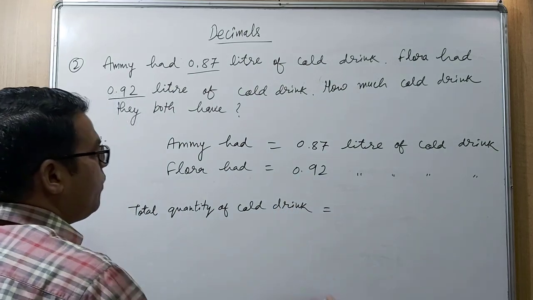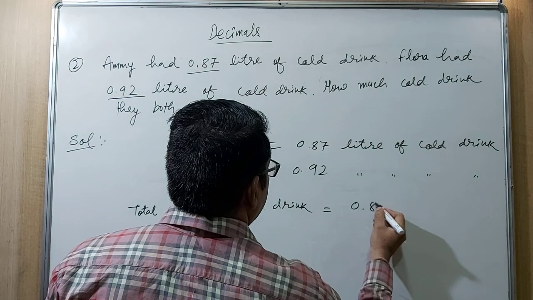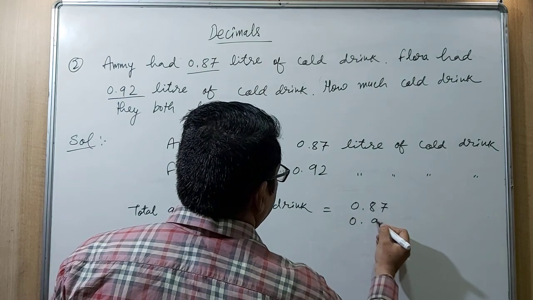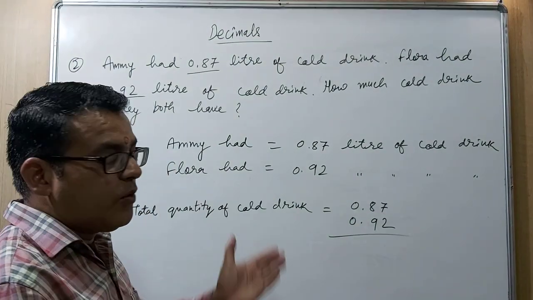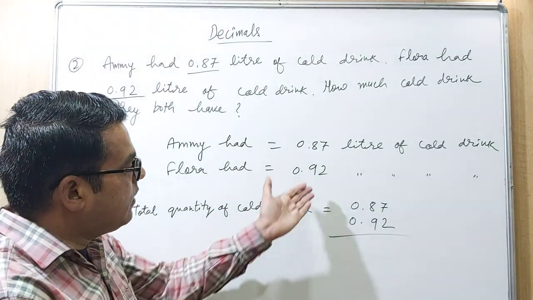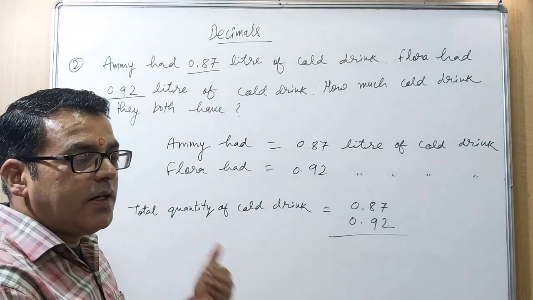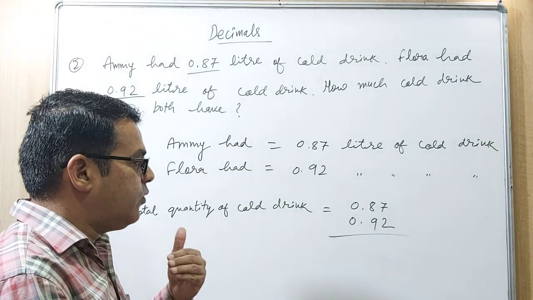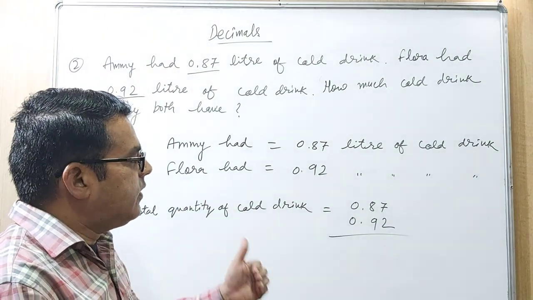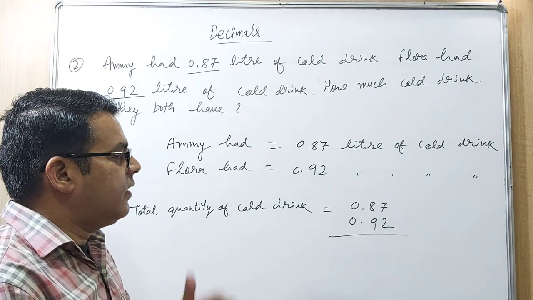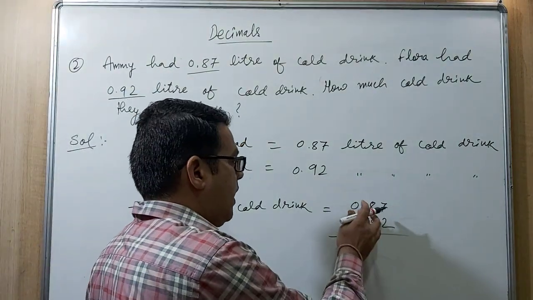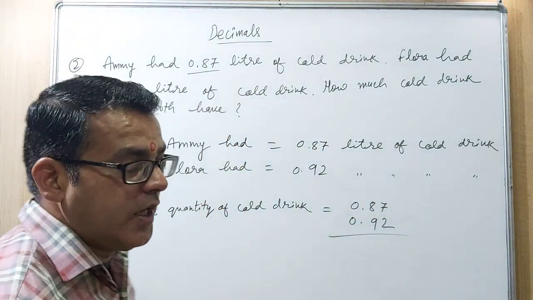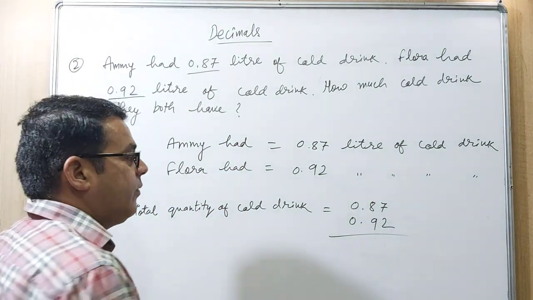What to do now? We have to add these together. This is a very simple question. How can we add? We have to write according to the place value chart. We have already written. And the second thing, we have to check that the decimals are like decimals. We can see these are like decimals. After the decimal point, both have two places. So we can directly add them.